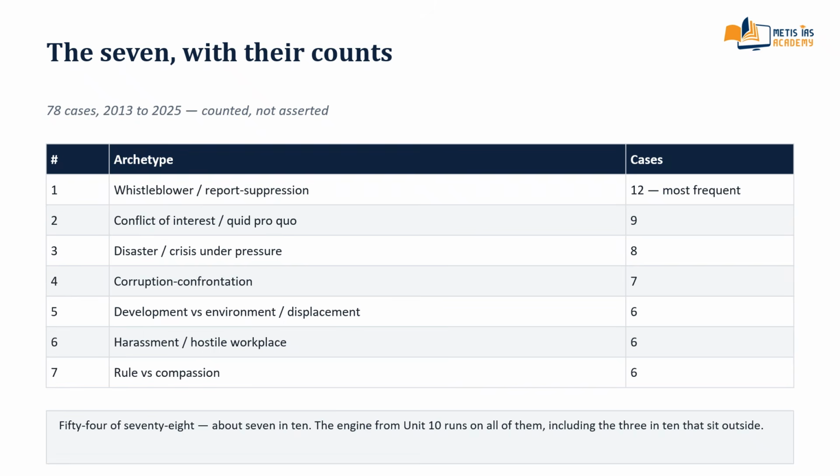So what are those seven, with their counts? 78 cases from 2013 to 2025, counted, not asserted. The first one, whistleblower or report suppression. Till now, 12 cases asked from 2013 to 2025, the most frequently asked archetype. Then the second one, conflict of interest or quid pro quo, the second highest, 9 cases.